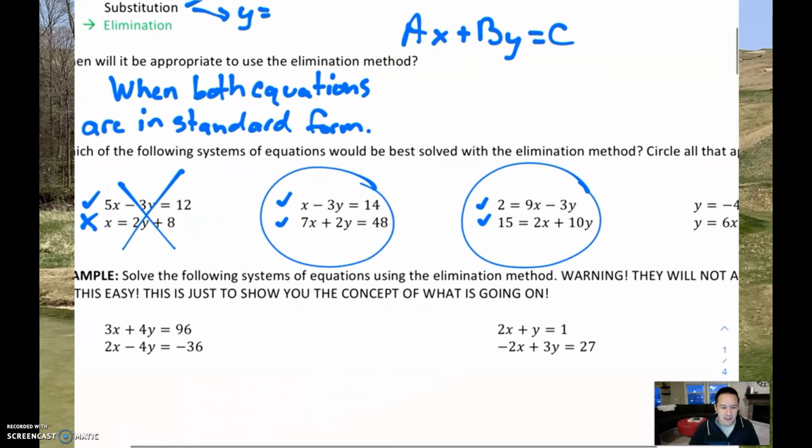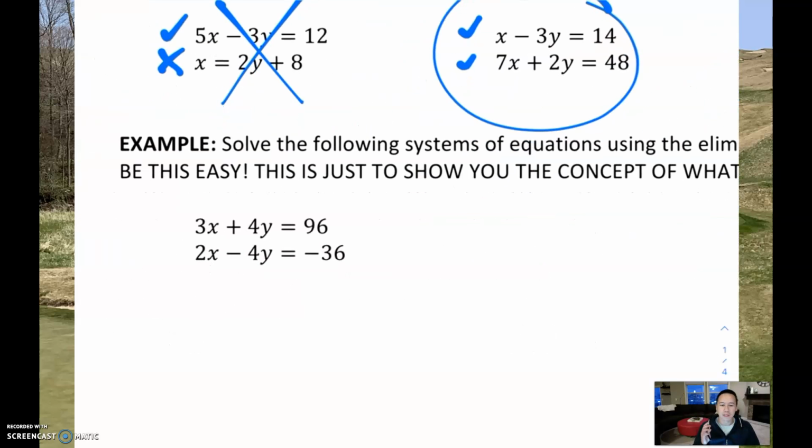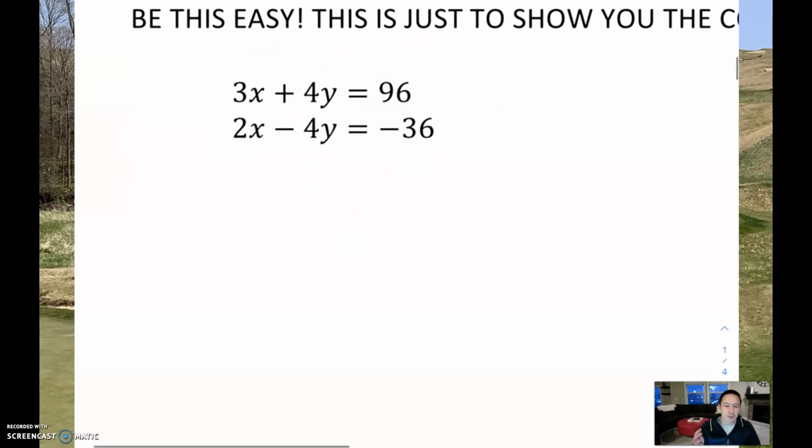Just to start to get the hang of it, we're going to do a couple examples. I'm just going to give you a warning. They will not always be this easy. I'm just trying to show you the concept of what's going on with this problem. So don't get too comfortable. It won't always be this easy, but this is just to show you the concept.